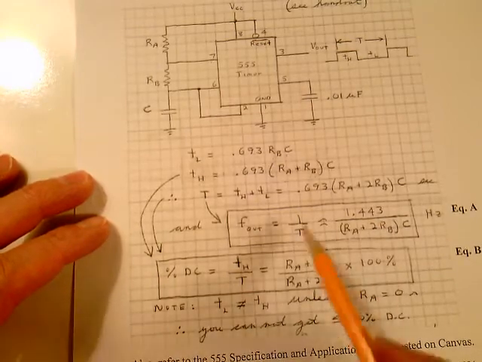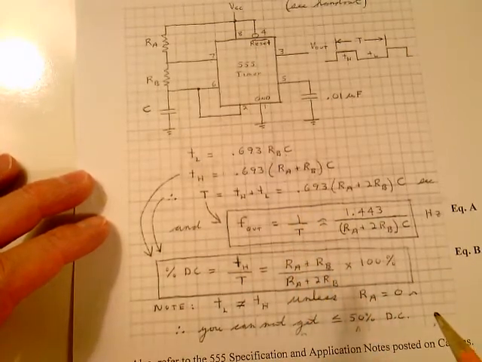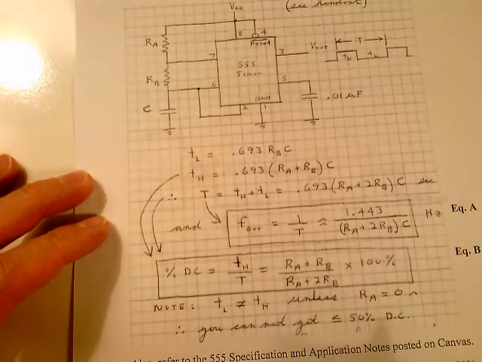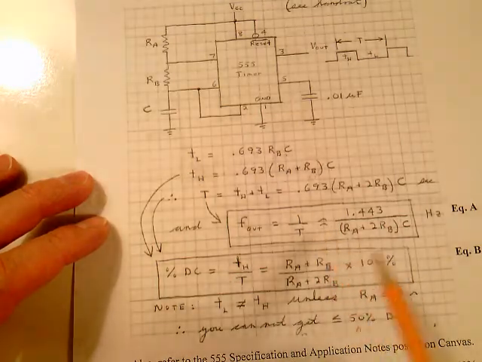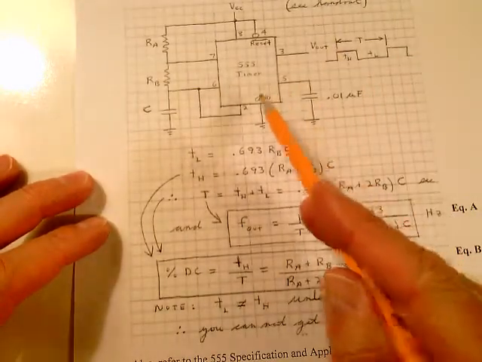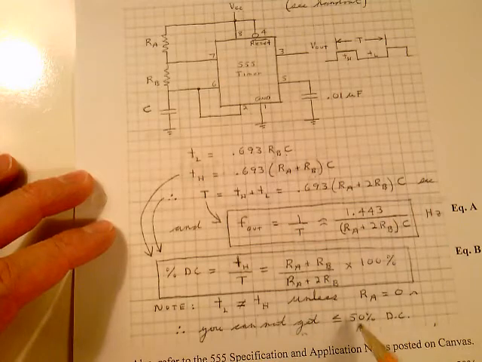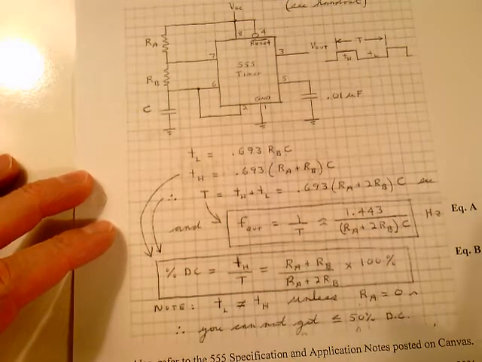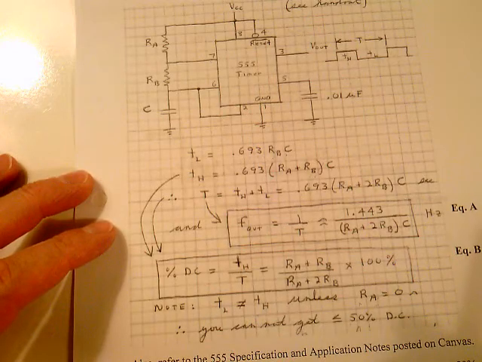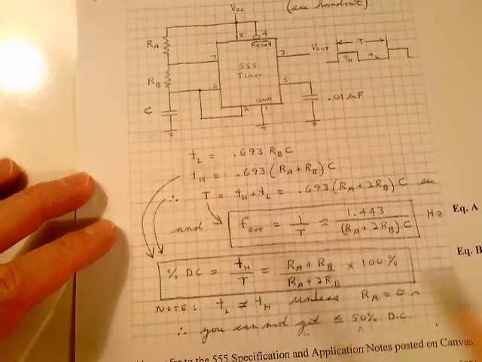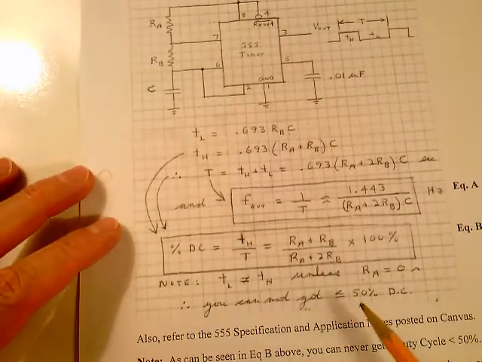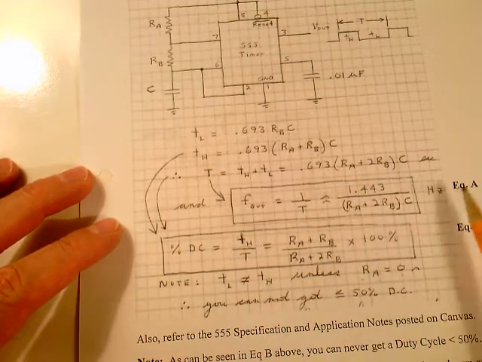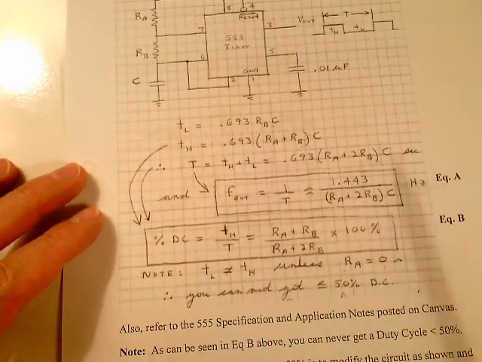So these equations are only good from 51 to 100% duty cycle. With this circuit here, you cannot get below a 50% duty cycle, and this is why, because RA would have to be 0 to get 50%. So we're going to have a couple homework problems to do with this, but you'll see them through examples here in a minute, how we use equation A and equation B here.